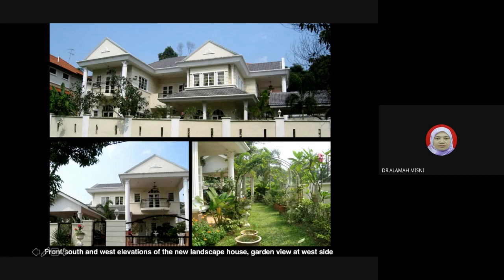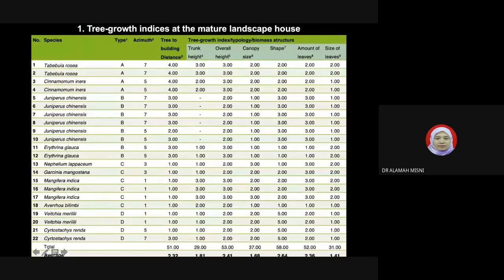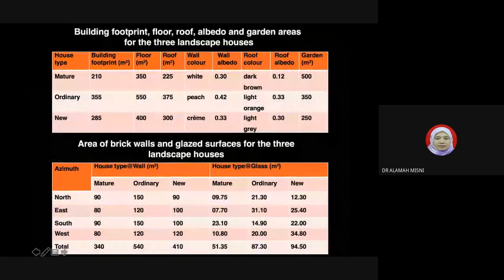Okay, next. So this is the data specially for building envelopes in these three houses. I compare the mature, ordinary, and new, which actually reflect their surrounding garden and landscaping. So look at the building envelope here. Start with building footprint, floor, roof, wall, color. And then I also measure their albedo for walls and roof, and also the garden size.